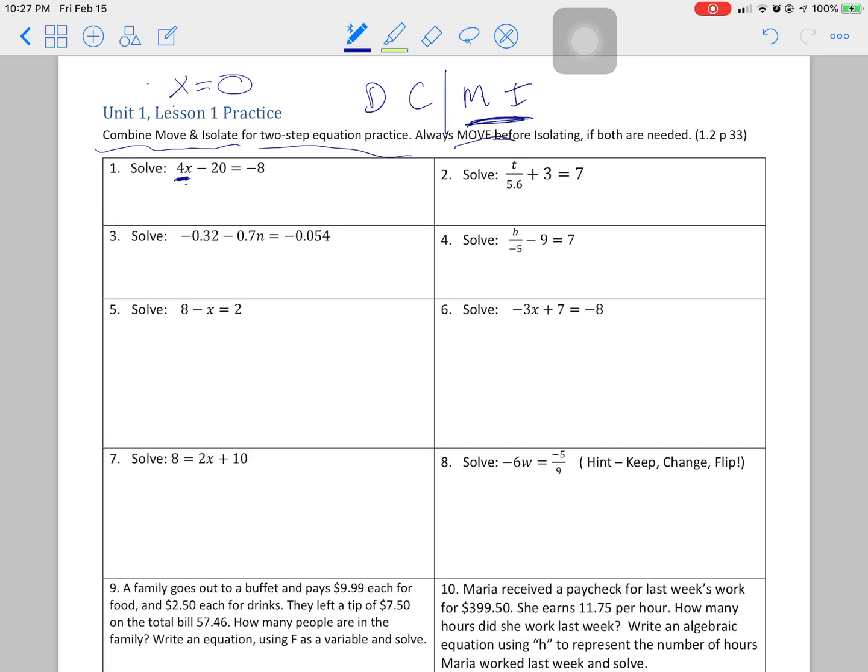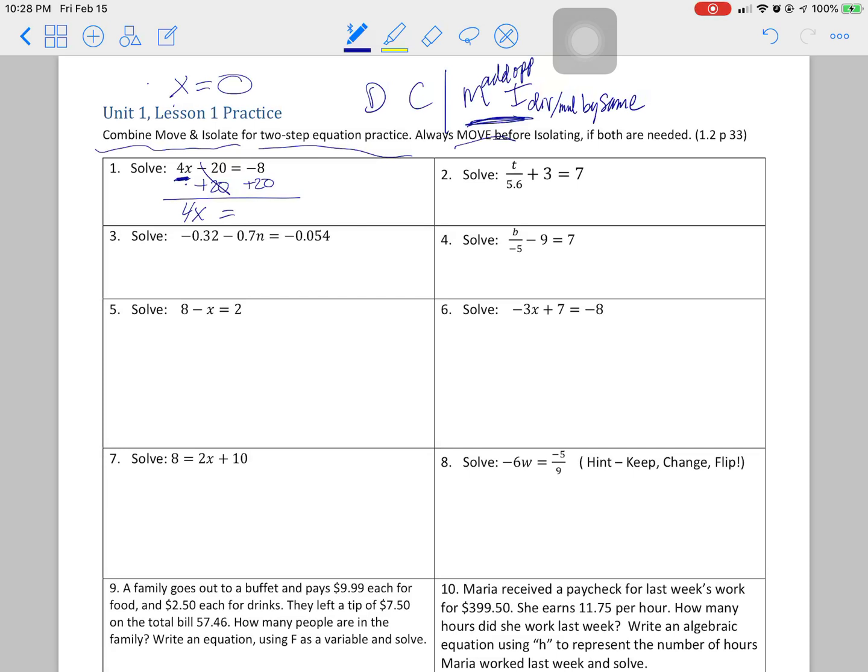So to move the negative 20, what do we do when we move? We add opposite when we move. When we isolate, we divide or multiply by same sign. Okay, so add opposite of the 20. The negative 20, the opposite is a positive 20, and whatever we do to one side, we do to the other side. So that makes a 0. So that gets my 4x alone on one side.